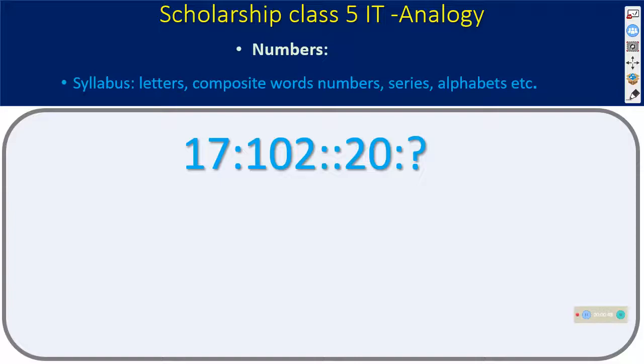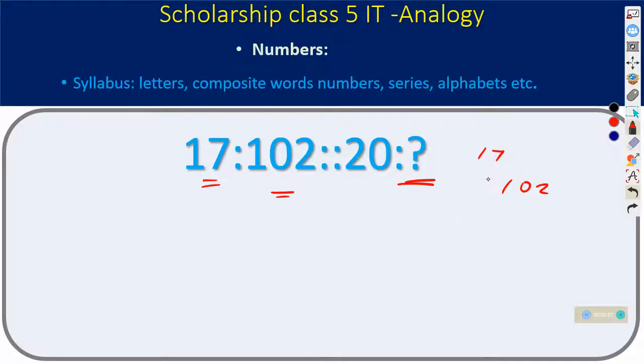Here the question is 17, 102, 20. Then what is next? As you know, your intelligence will be understood by how quick and fast you find out the answer for the space given at the question mark. For that purpose, you need to find out the relationship between these two. One number is 17, the other is 102, and normal options are multiplication, division, addition, subtraction. All these operations in various formats can be used.